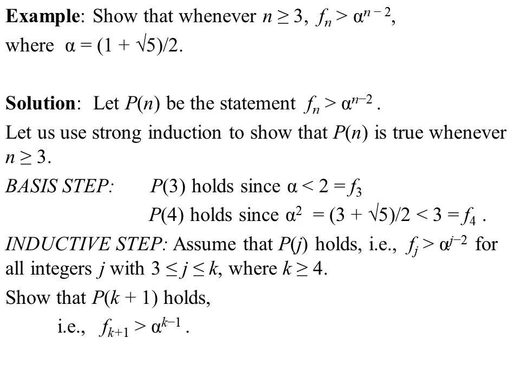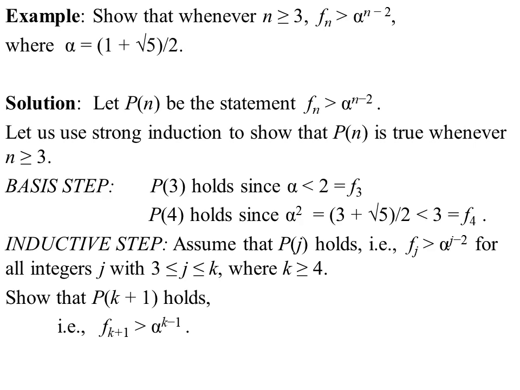Show that whenever n is greater than or equal to 3, Fn is greater than alpha to the power of n minus 2, where alpha value is given as (1 plus root 5) whole divided by 2. Here you might be confused what is Fn. Fn is the nth Fibonacci number where n values will be taken as greater than or equal to 3. Now let us get into the solution.